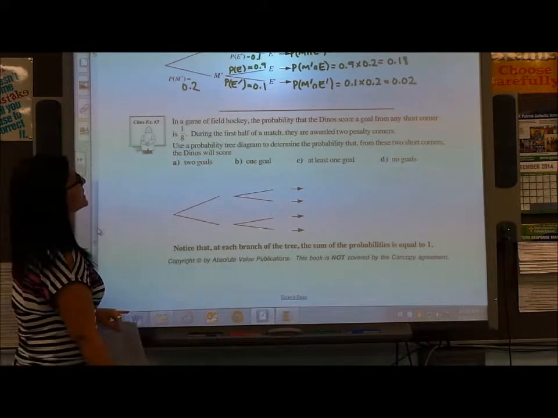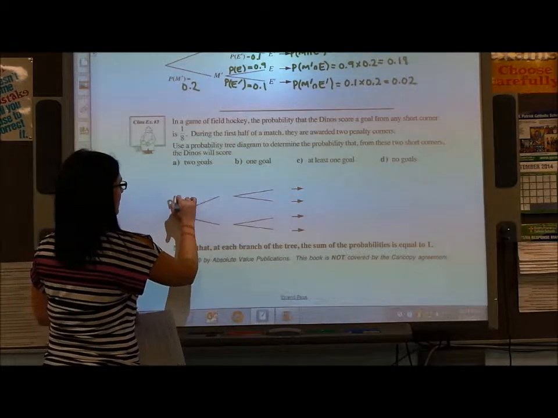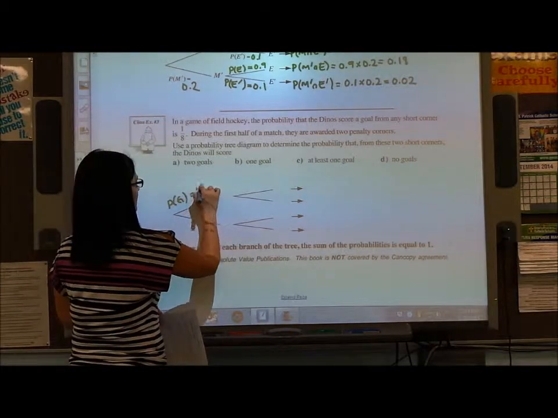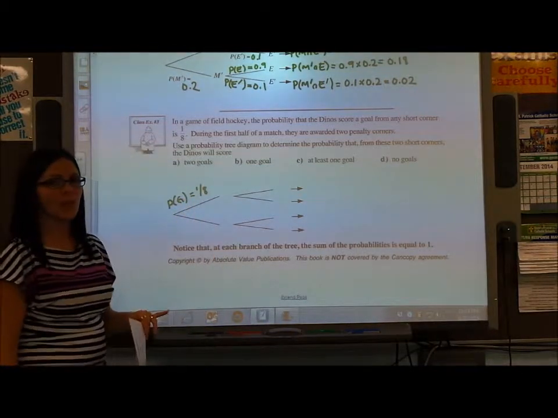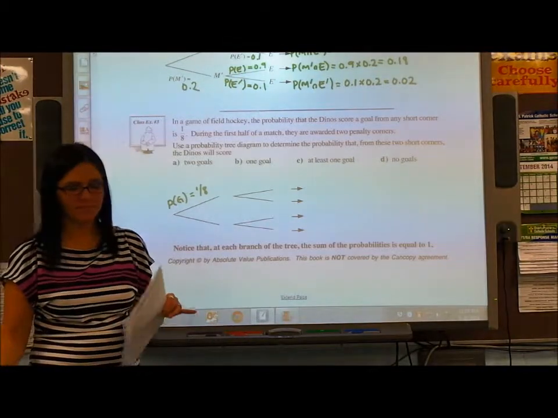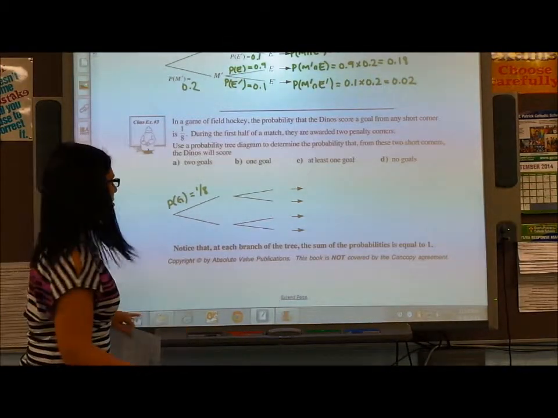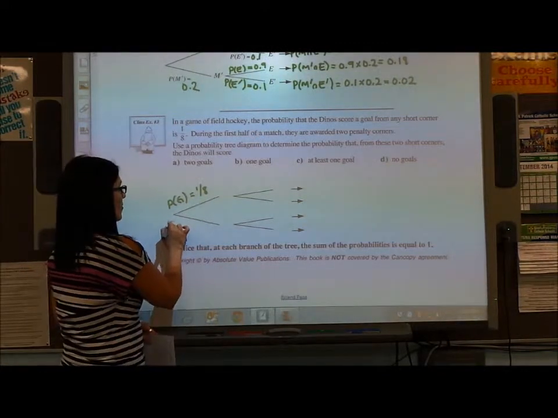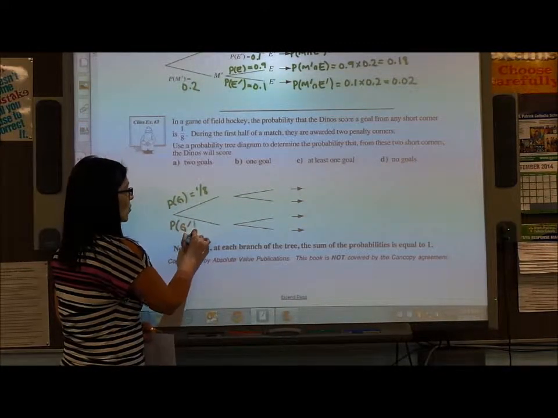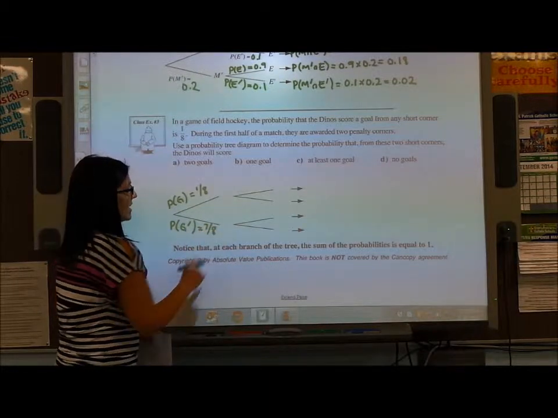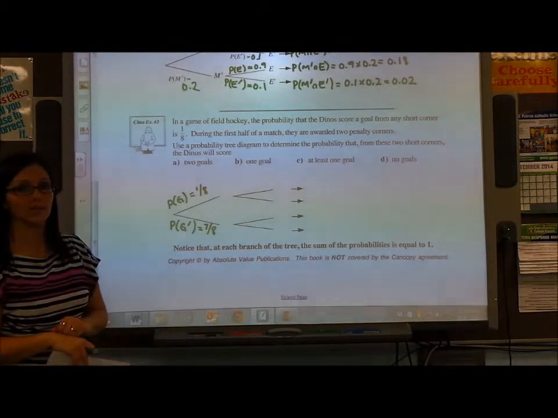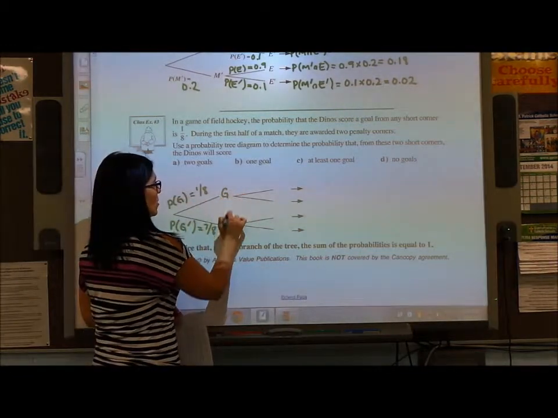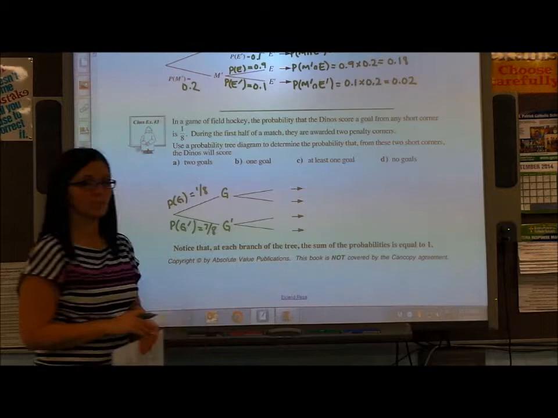So the probability of scoring a goal is 1/8. And we're going to leave it as a fraction because as a decimal, it's like a 3-digit decimal. So we'll just leave it as a fraction. So if the probability that they score a goal is 1/8, the probability that they don't score a goal is 7/8 because it has to add up to 1. So that's the first goal. Either they score a goal or they don't.